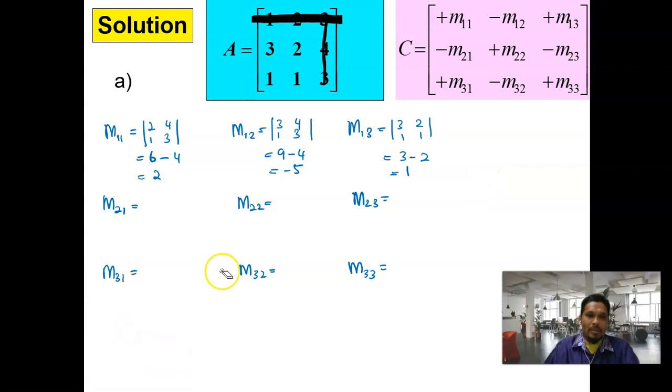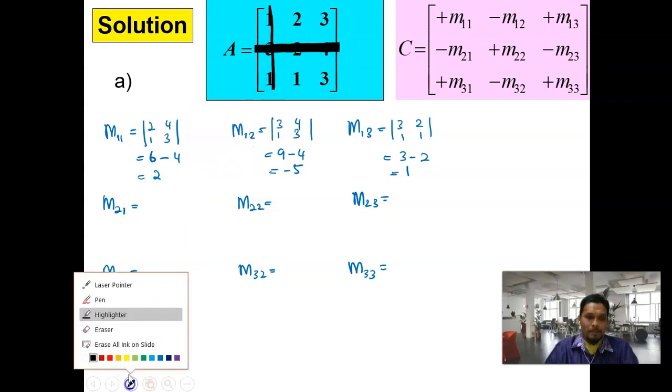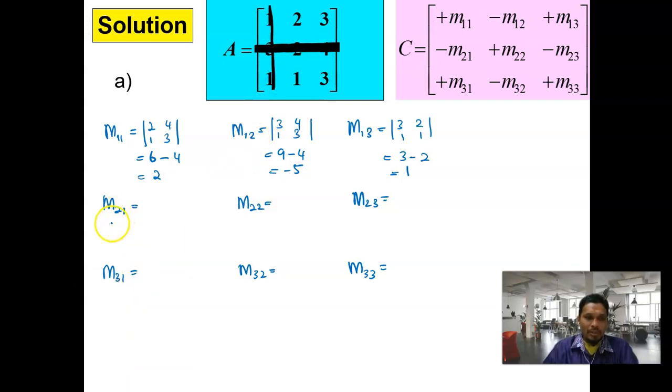Okay, now it's time for us to hide the elements in row 2 and column 1. According to the order here, this represents row number 2 and this one column number 1. Row 2, column 1. So what's left here now? We got 2, 3, 1, 3. So 2 times 3 equals 6, minus 3 times 1 equals 3. So 6 minus 3 equals 3.